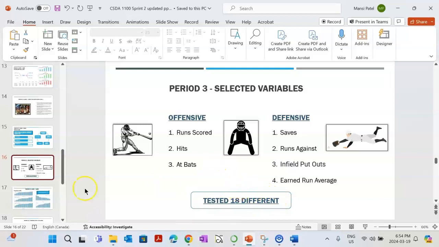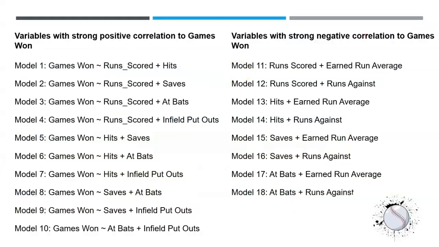to find the best independent variables for games won. These are the 18 models I tested. It's a combination of offensive and defensive variables. Out of these, the best performing model is number 11, run score plus earned run average.